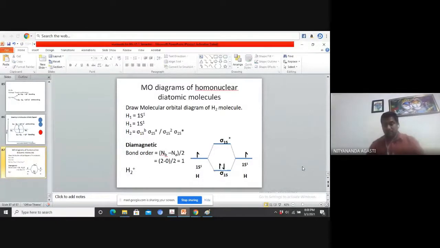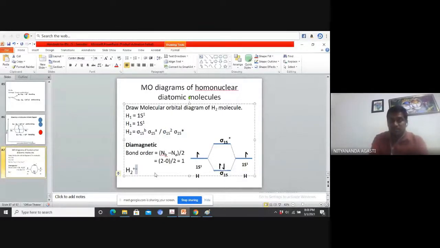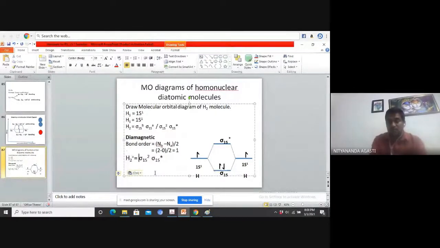Now, which electron will be removed, and how are you going to remove these electrons? By incident beam of light. If the energy of that incident beam of light is greater than the binding energy of this electron, then this electron will be ejected and you will be able to get H2 plus. So what will be the configuration of H2 plus?